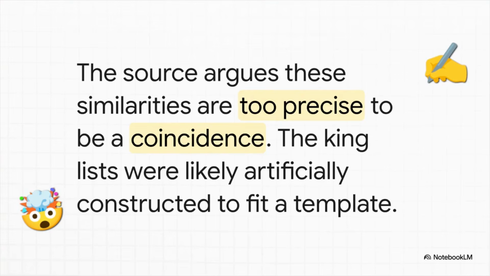Well, all of this leads to a pretty radical conclusion. These patterns are just too perfect, too precise to be a coincidence. It's just not statistically possible. So what does that mean? It means this probably wasn't history as it actually happened. The evidence strongly suggests these king lists were artificially constructed, that they were edited or maybe even partly invented long after the fact, all to fit some kind of hidden template.